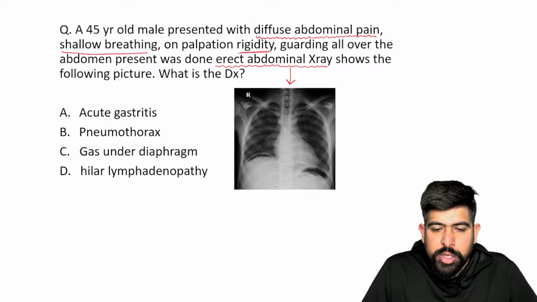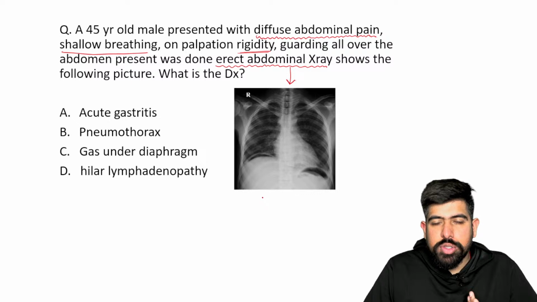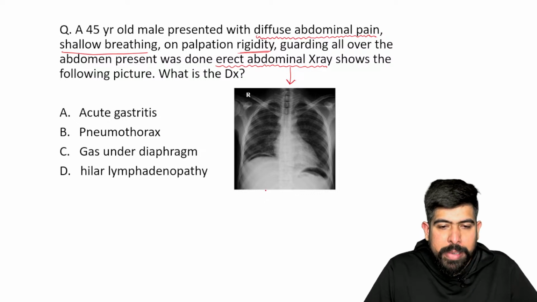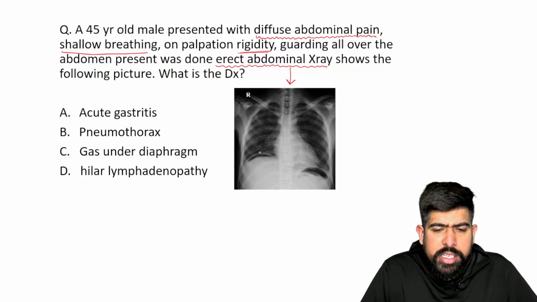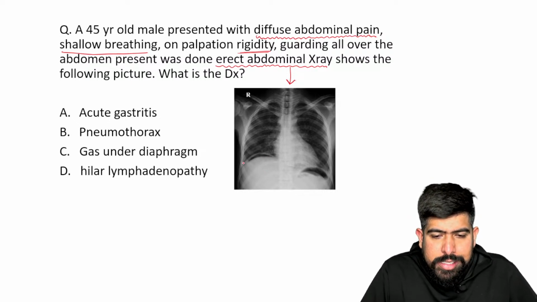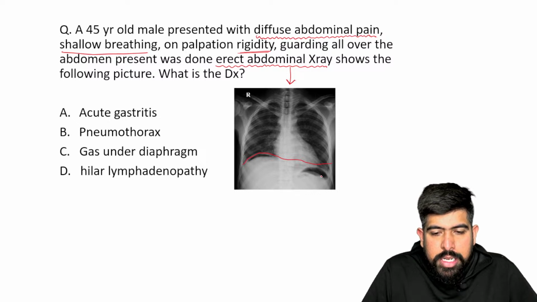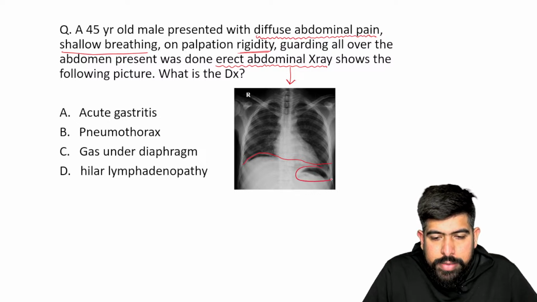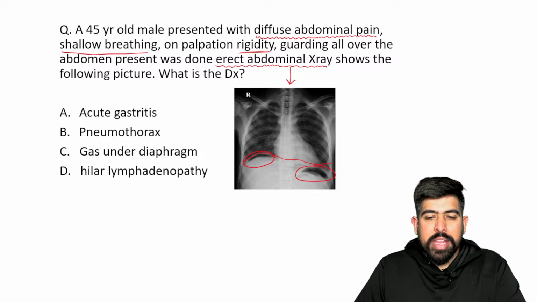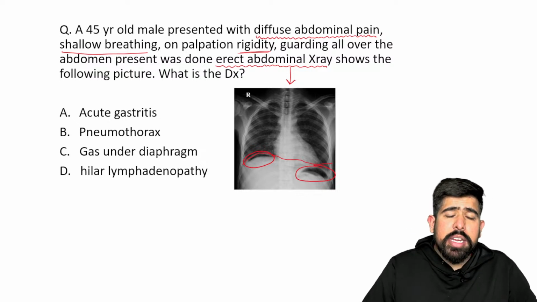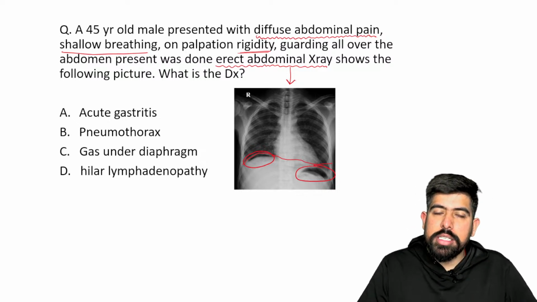But now when I come to the abdominal area, the X-ray is done for the erect abdomen. When I look at the abdominal area, I find up here that this is the diaphragm. I'm drawing the diaphragm. Can you see this is the diaphragm? And I can find some blackness here on the left side and on the right side. As you already know, if there is blackness in the abdominal area, it means some air is deposited there.